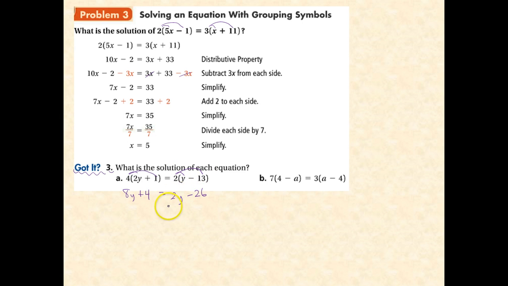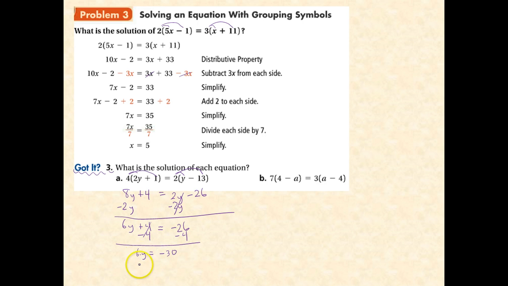I've got fewer y's over here, so I'm going to subtract my 2y's off of here and off of the other side of the equal sign also. 8y minus 2y is 6y, so 6y plus 4 equals 2y minus 2y is 0, so we've got negative 26 over here. Looking at my y, because I need to isolate it, it's got a plus 4 and a times 6. I undo addition and subtraction first. The opposite of plus 4 is minus 4, so I'm going to subtract 4 from each side of the equal sign. And I get 6y equals negative 30.